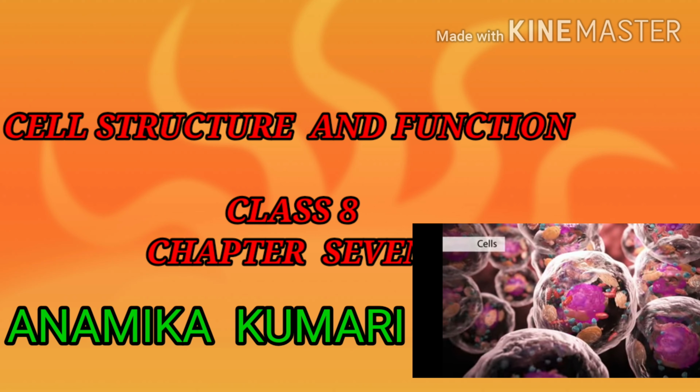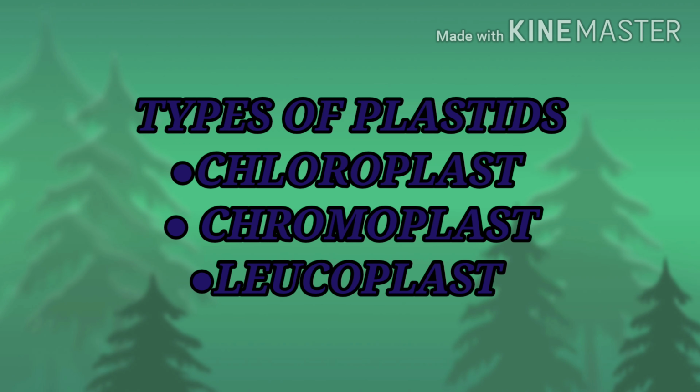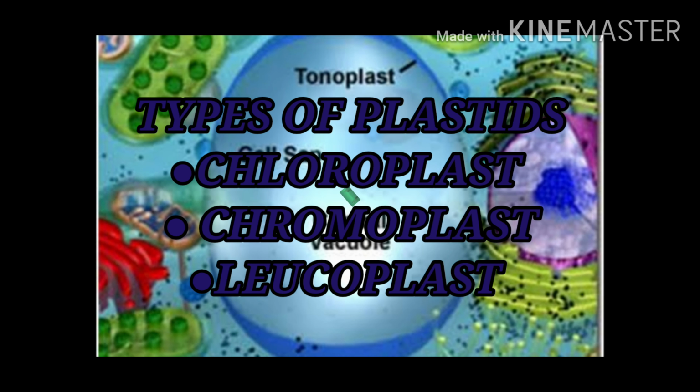I am Anamika and today I am here with the same chapter, that is cell structure and function. In the previous video, students, we have read about the chloroplast. That means everything about the chloroplast, what is their structure, function and the different types of the plastids like chloroplast, green color plastids, and chromoplast, which is colored plastids and gives different colors to the flower, fruits and vegetables, and the leucoplast, which is colorless plastids and helps in the storage of the food.